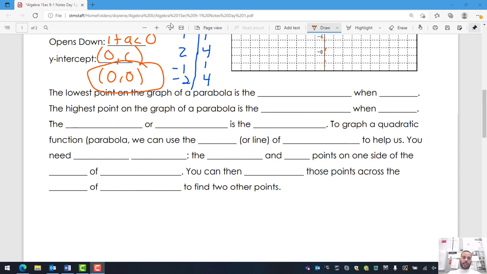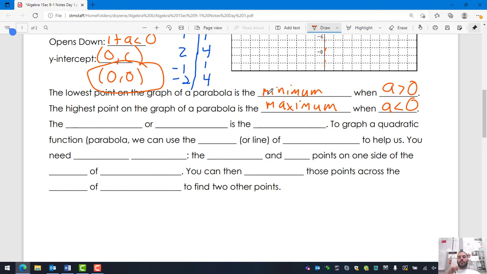All right, some more vocab for you guys. The lowest point on the graph of a parabola is called the minimum. Now, what's important to know is that there's only a minimum when a is bigger than 0. Okay, only smiley faces have minimums. But on the contrary, the highest point of the graph of a parabola is called the maximum. But this only happens when you're dealing with quadratics that have an a value that is less than 0. Okay, if it's a frowny, it's going to have a max, but if it's a smiley, it's going to have a minimum.